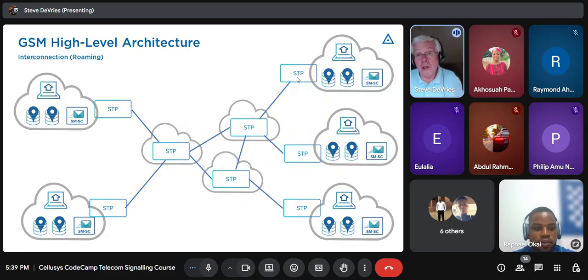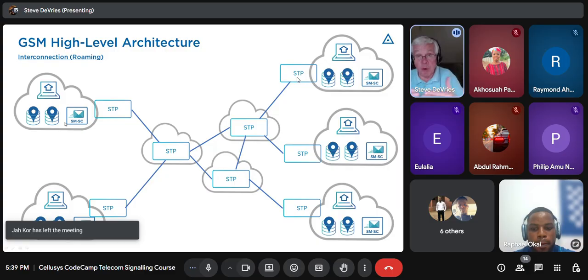So when you're roaming, you need to connect these networks together because a visited system needs to get information from a home system. So if your home system is in this upper right-hand corner right here, and you get on an airplane and fly over here, now there has to be roaming agreements in place. And there's a lot of commercial things that have to happen.